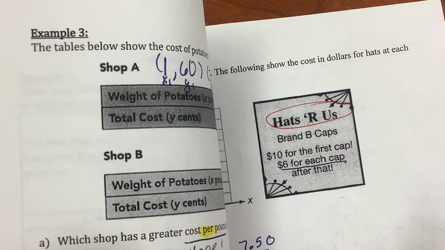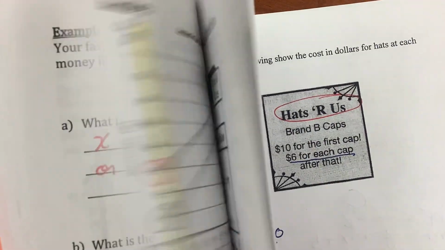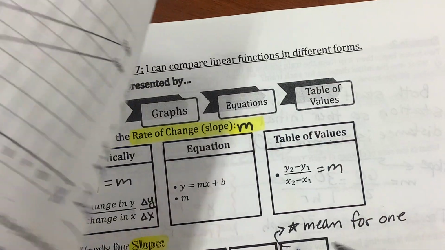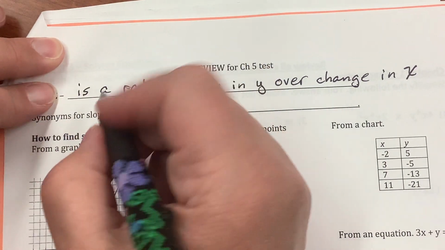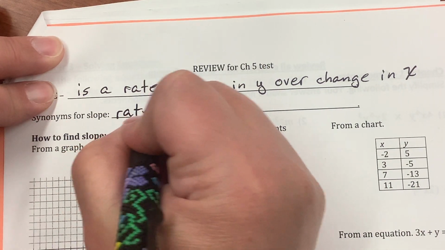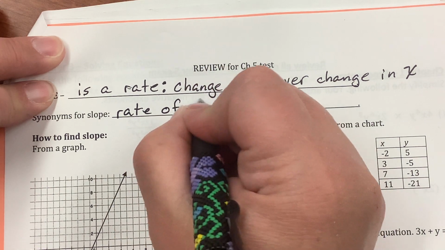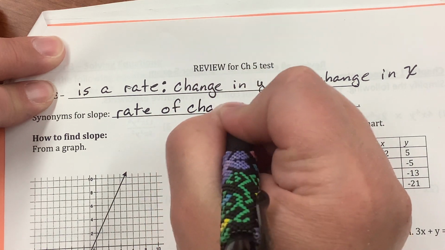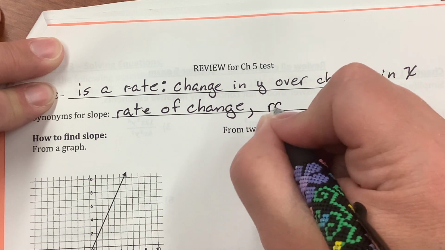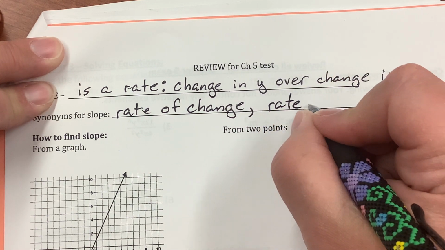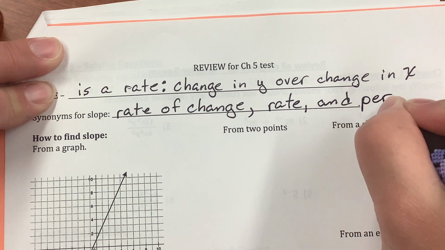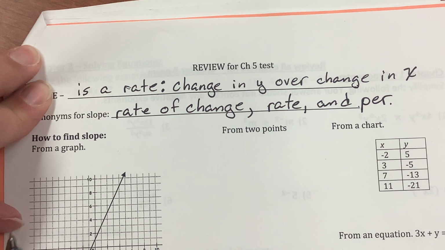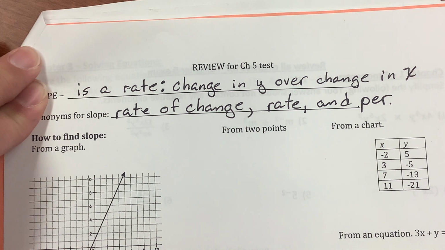Now let's look back at those synonyms again on page 30. Page 30 is a good page. Here we go. Rate of change, rate, and per. Let's write those down. Rate of change, comma, just the word rate, and just the word per. And per means for one. That's a rate already.